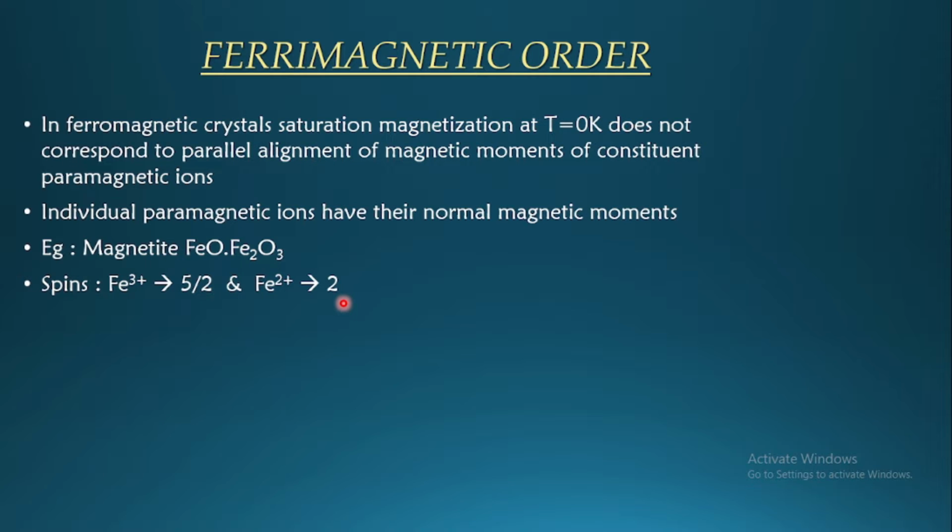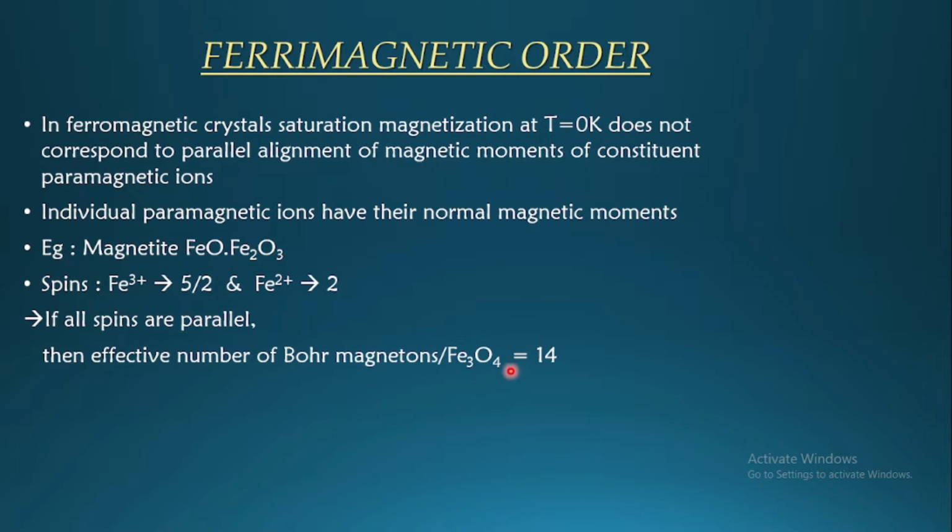So if you just leave out the contribution of residual orbital moment, then we can say that the effective number of Bohr magnetons per Fe3O4 comes out to be equal to 14. That is when all the spins are parallel to each other, because earlier magnetite was considered to be a ferromagnetic material. In a ferromagnetic material, all spins are parallel to each other, according to which the effective number of Bohr magnetons per magnetite unit should be equal to 14. So this is from calculation.